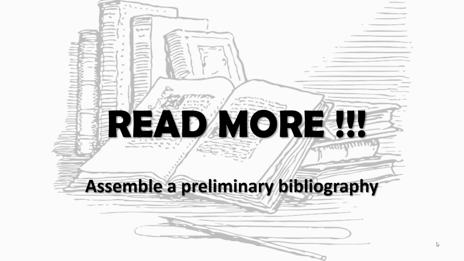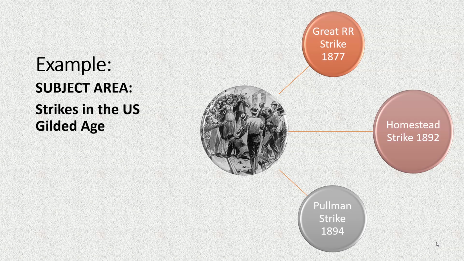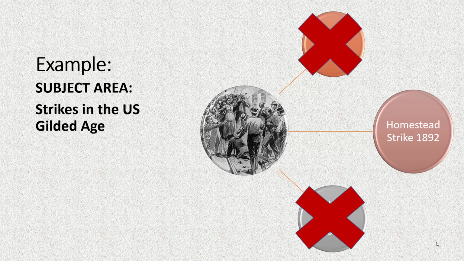Let's look at our example topic from the last lecture and distill some themes from it. Remember that we began with the subject, strikes in the U.S. Gilded Age, and that we chose as our topic, I want to tell a story about the Homestead Strike of 1892. Remember that in choosing to research the Homestead Strike, we also chose to leave the Great Railway Strike of 1877 and the Pullman Strike of 1894 behind. We also know that we want to go beyond telling a story about Homestead.